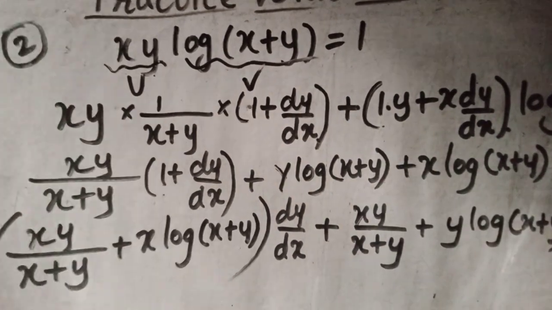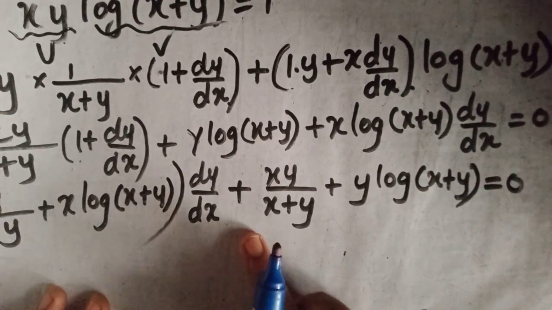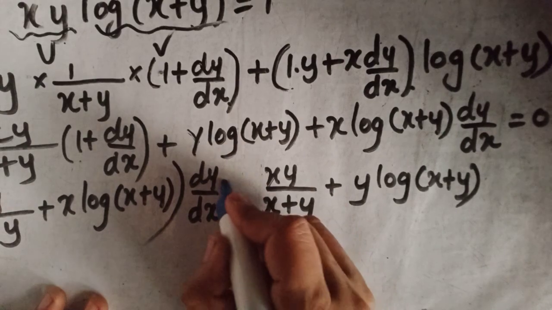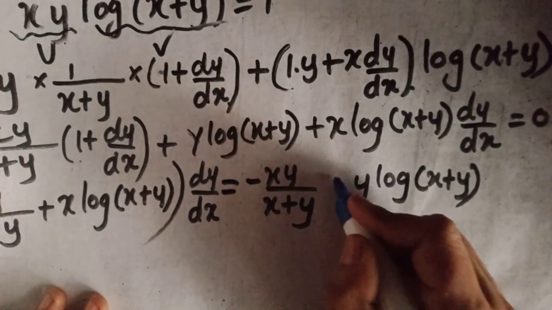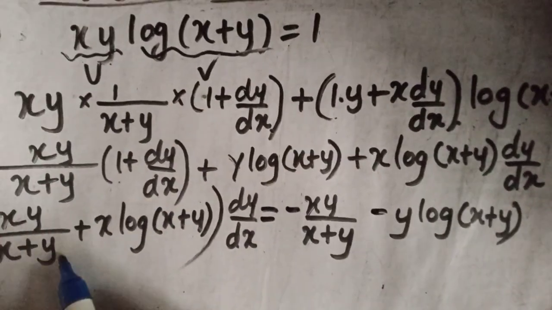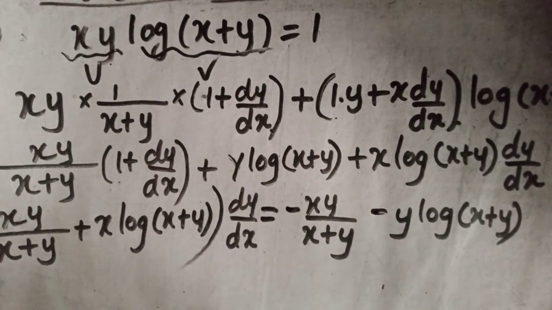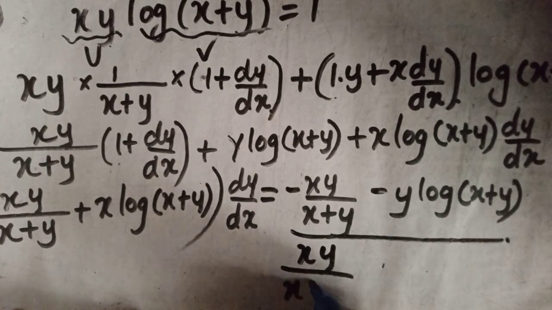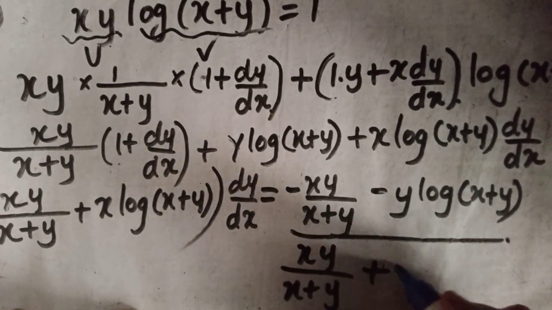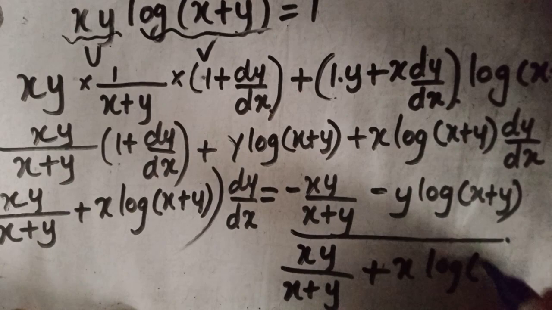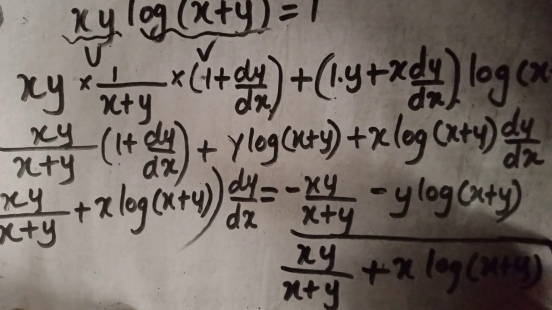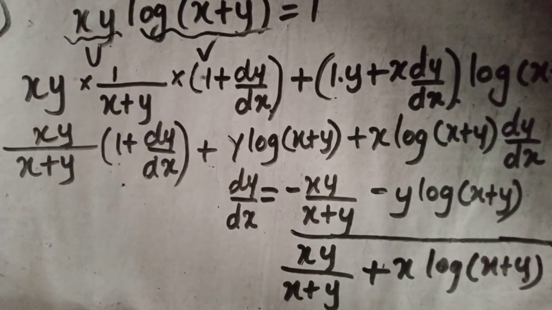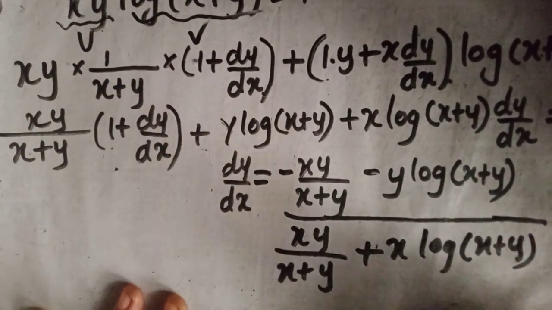Okay, now I'll take this whole term to that side, so this will become minus and minus. Okay, now I have to write this term here, that is divide by, so divide by. Okay, so this is our dy by dx, this term.